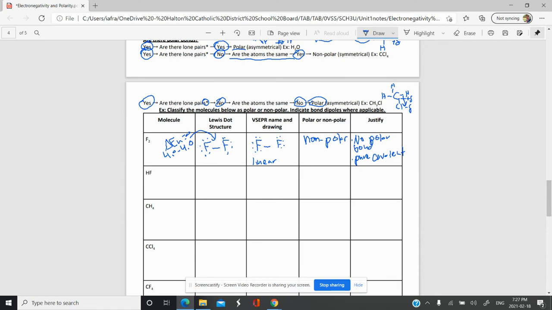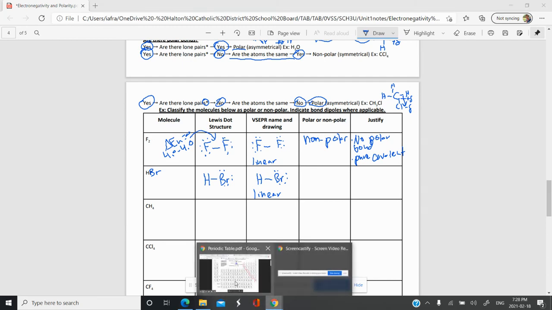So let's take a look at another example. Let's do the HF over here. Actually, let's change this to HBr. So we'll do the Lewis dot structure for HBr. Again, it's just two atoms connected by a bond there, so we know it's linear according to the VSEPR shape. And we're going to calculate the electronegativity difference of that one bond.